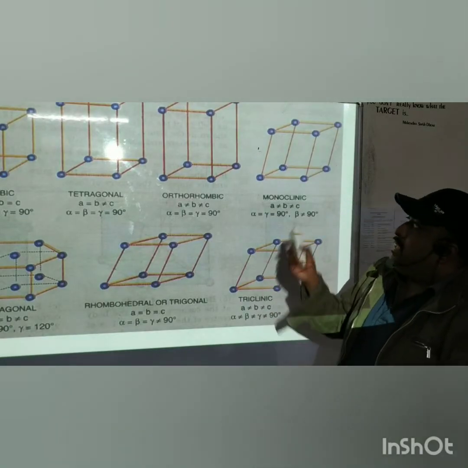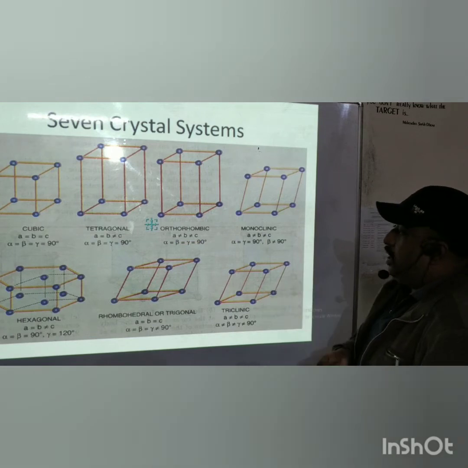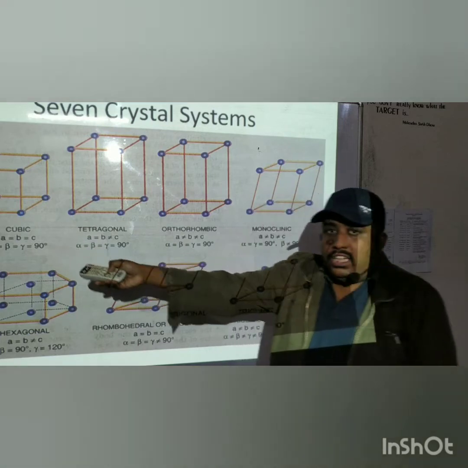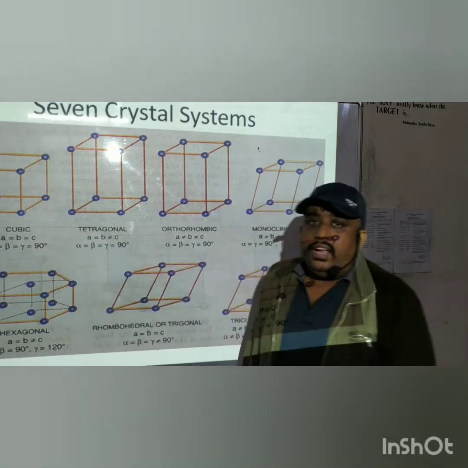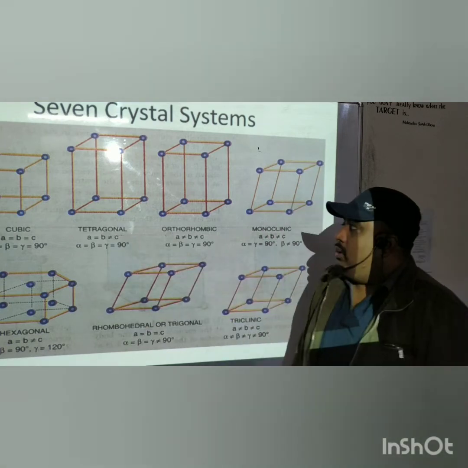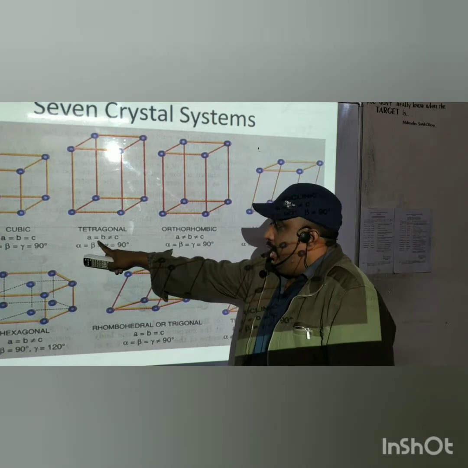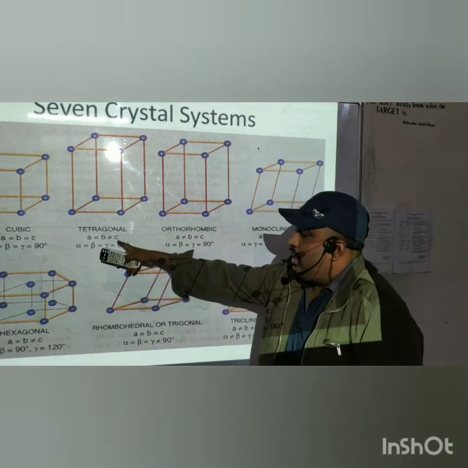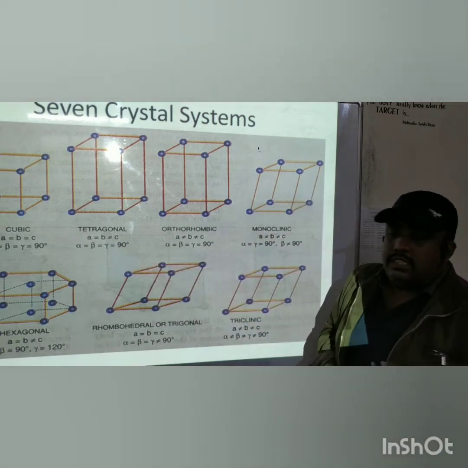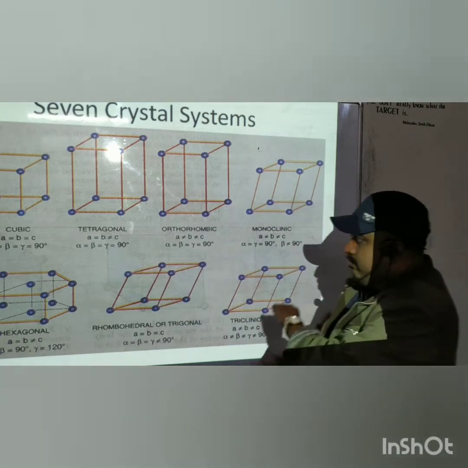Now we have 7 crystal systems. I'll zoom out this one. The 7 crystal systems are cubical, where the edge lengths are all equal and the edge angles alpha, beta and gamma are all equal to 90 degrees. You have the tetragonal next, which has this particular shape, and here edge length A is equal to edge length B, but edge length C is not equal. Edge lengths A and B are not equal to edge length C. And here alpha, beta and gamma are all equal to 90 degrees.